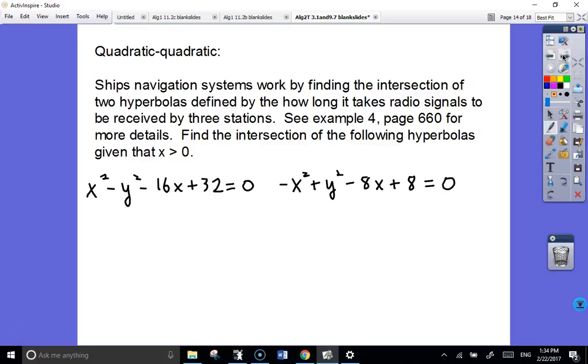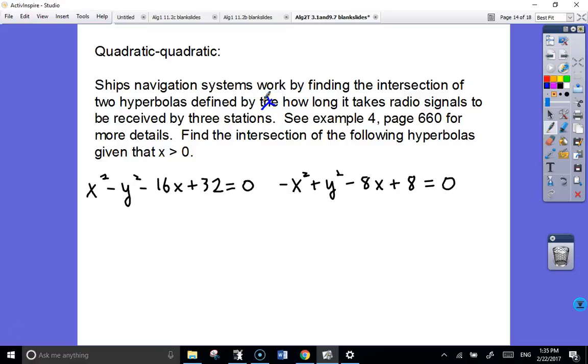So in this one it says, ship navigation systems work by finding the intersection of two hyperbolas defined by how long it takes radio signals to be received by 3 stations. See example 4 on page 660 for more details. In the end, we've got to find the intersection of the following hyperbolas.